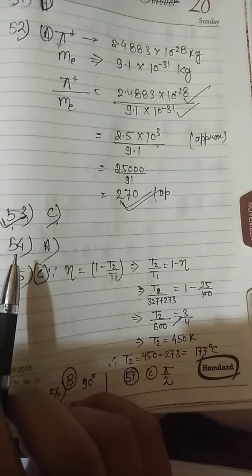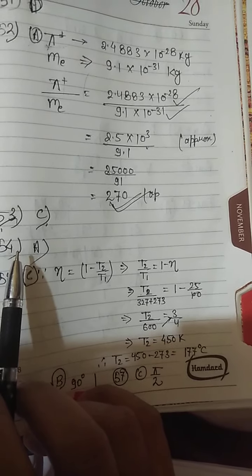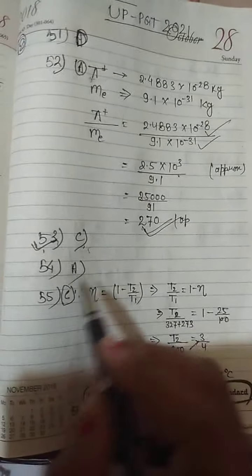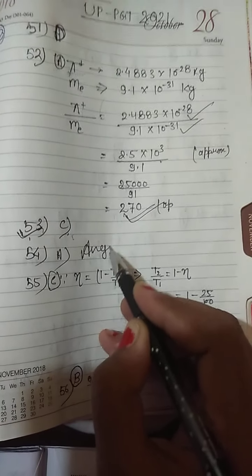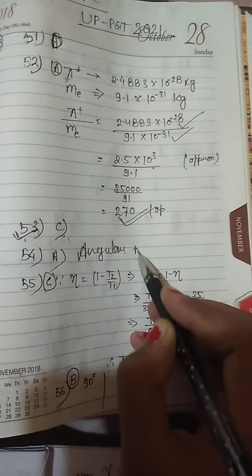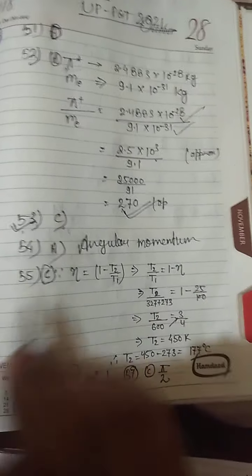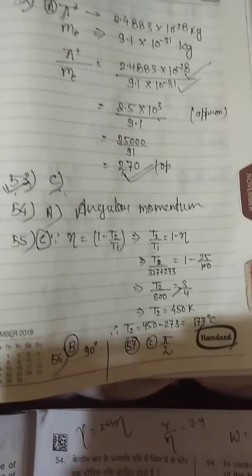Now comes question number 54. In central force motion, which one of the following physical quantity is conserved? Angular momentum. And this has been given in the first option, A. So A is the answer.